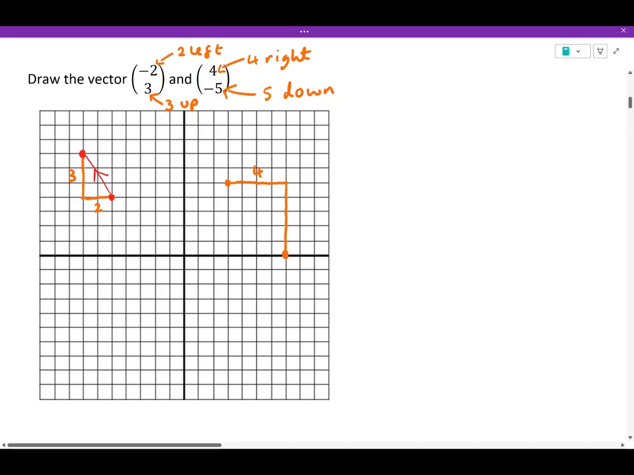So we can now join them up with a straight line, which I'm going to do in red. And our direction of travel would be like this. Okay, so the arrowhead would be going like that to indicate our direction.